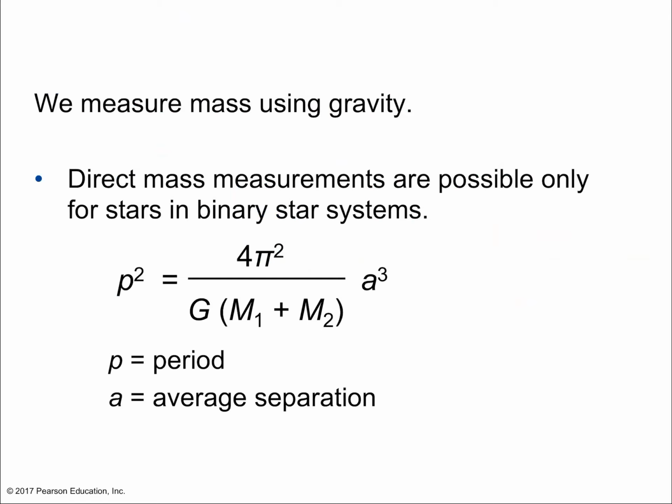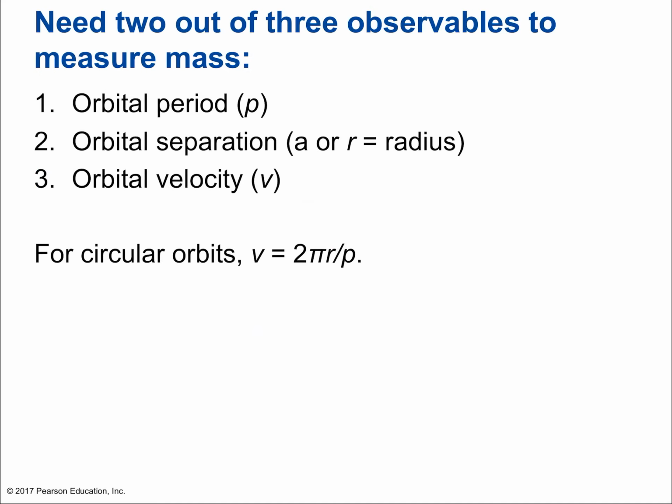What we need in order to do that is to know the period and the average separation. Essentially, we need to know the radius of their orbit around their collective center of mass. Okay? And so if we know that average separation and we know that period, then we can find the sum of their two masses. So that's how we measure masses of stars. We need to find some type of star in a binary system.